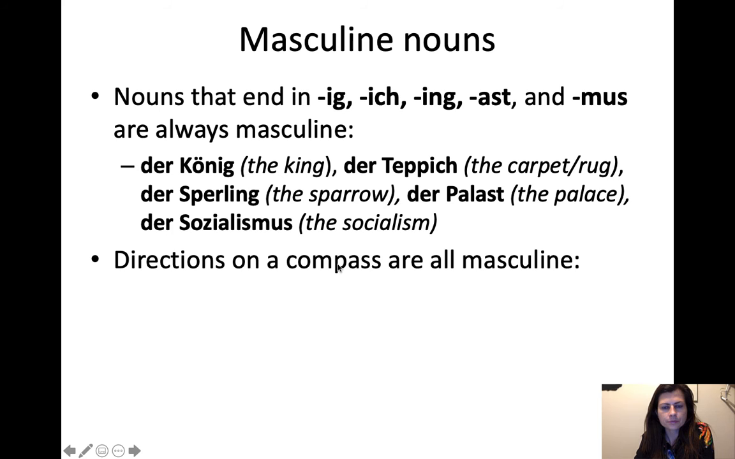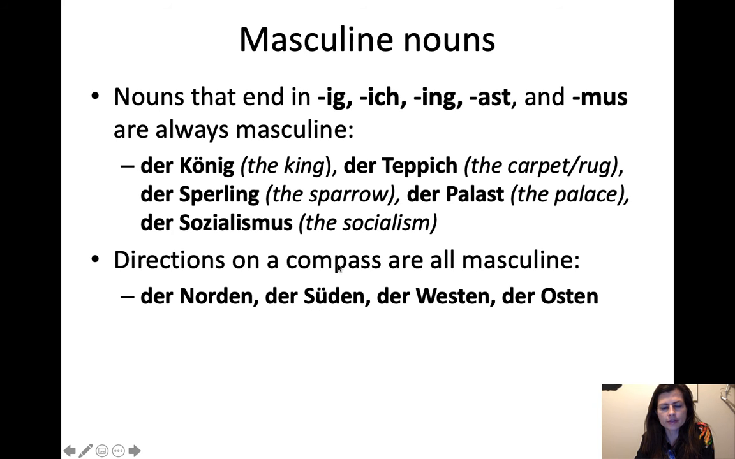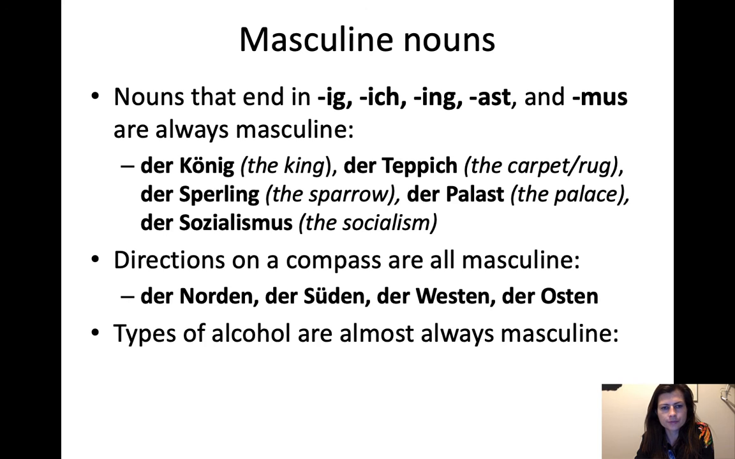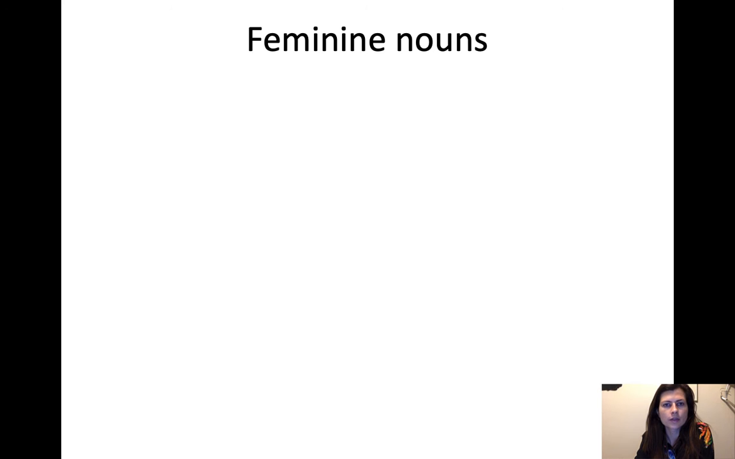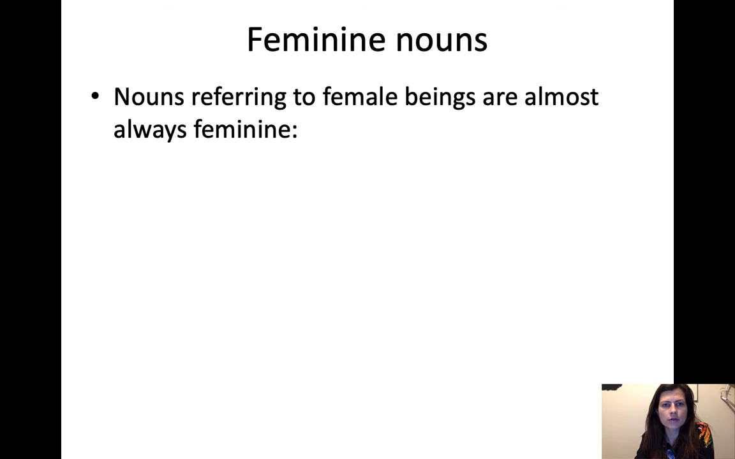And then directions on a compass are all masculine. Der Norden, der Süden, der Westen, der Osten. Types of alcohol are almost always masculine. Der Alkohol, der Vodka, der Tequila, der Wein, der Rum, der Sekt, but then das Bier. So then feminine nouns. Nouns referring to female beings are almost always feminine.